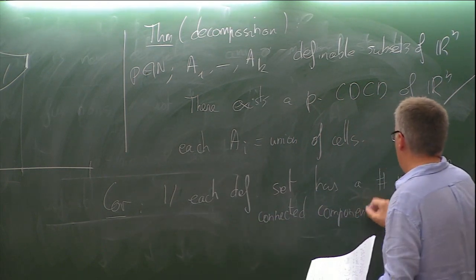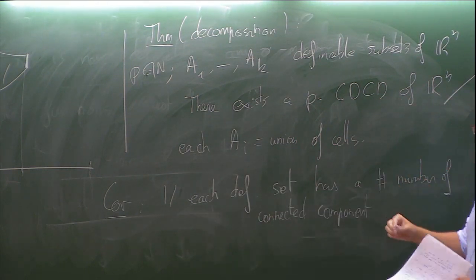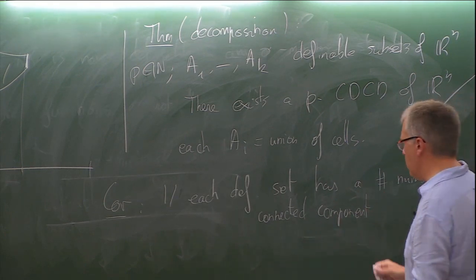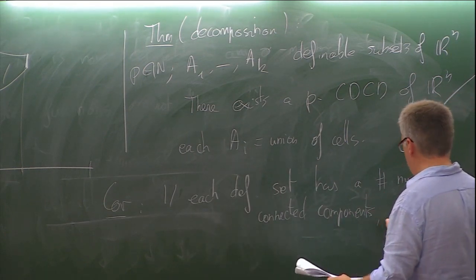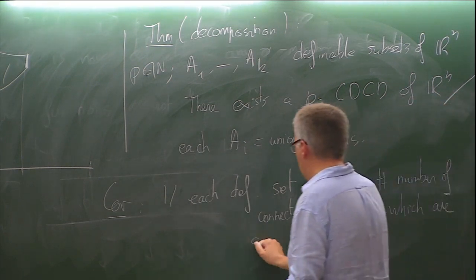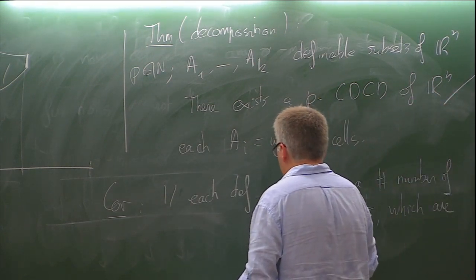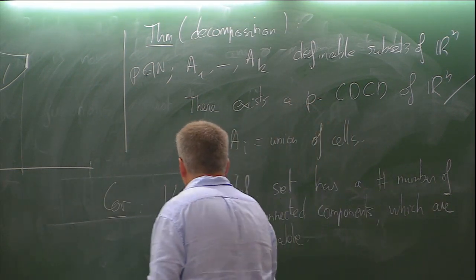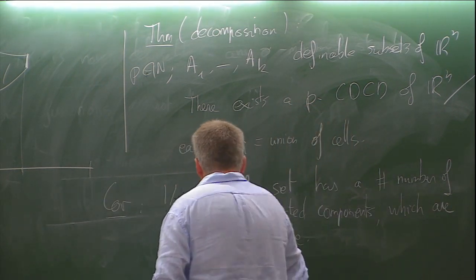Because, well, you just look at those cells and the way they are glued together, and so you see that you have only finitely many possibilities, connected components, and obviously which are definable. So you recover the properties that we had for semi-algebraic sets. The second is that you have the tameness properties that you wanted.